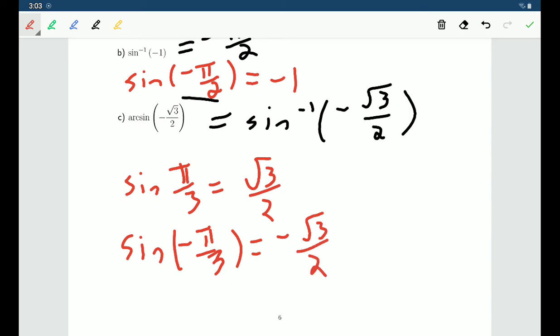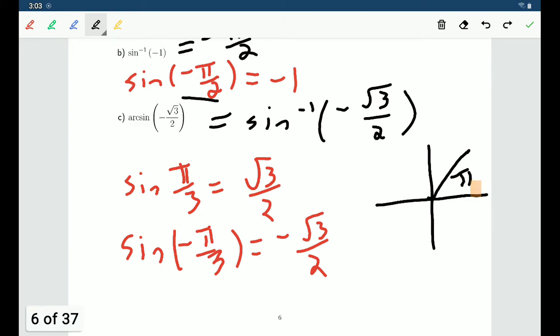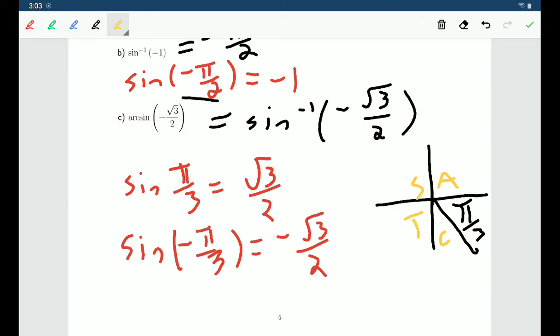-√3/2. And the reason I know that, of course, is because if we're thinking about our quadrants, π/3 is in quadrant 1 where sine is positive and has reference angle π/3. And -π/3 is in quadrant 4, and its reference angle is also π/3. So sine of π/3 and sine of -π/3 have opposite signs, because in quadrant 4, thinking about our CAST rule, all students take calculus, in quadrant 4 it's cosine that's positive and sine is negative.